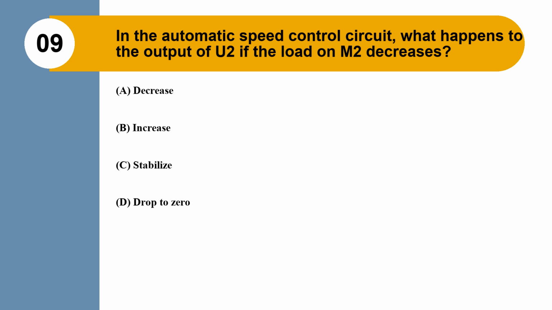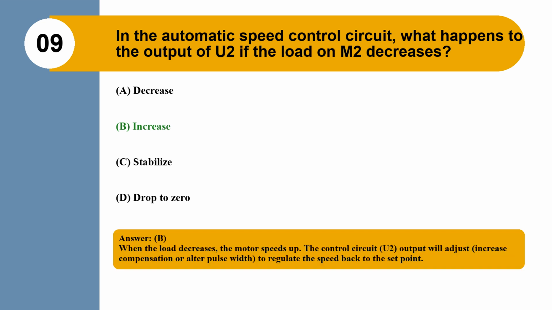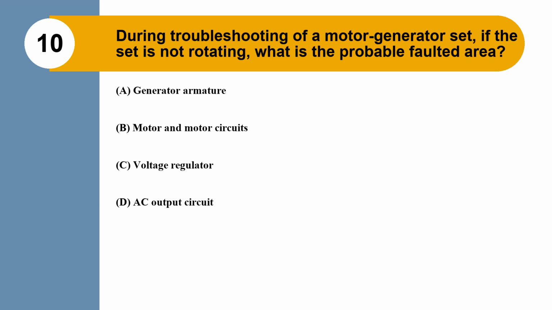Question 9. In the automatic speed control circuit, what happens to the output of U2 if the load on M2 decreases? Option A, decrease. Option B, increase. Option C, stabilize. Option D, drop to 0. The correct answer is option B, increase. When the load decreases, the motor speeds up. The control circuit, U2, output will adjust, increase compensation or alter pulse width, to regulate the speed back to the set point.